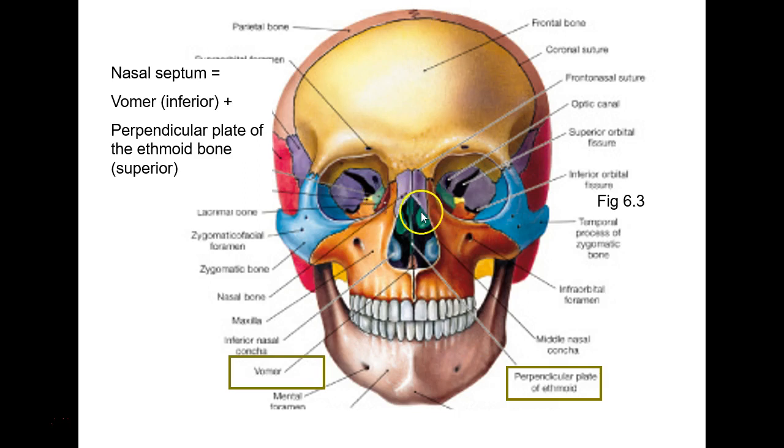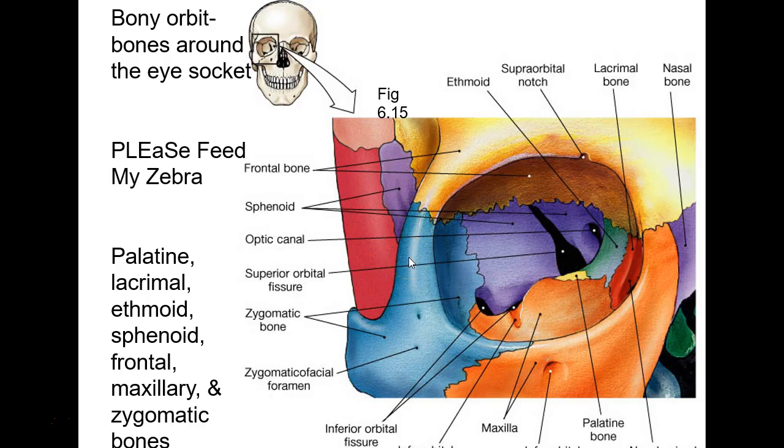And the doctor had to go in there and break it, do a surgery and straighten it up. Pretty fairly common problem. Okay, but I could just go, name two things that make up the nasal septum. And you go, perpendicular plate of the ethmoid bone and the vomer.